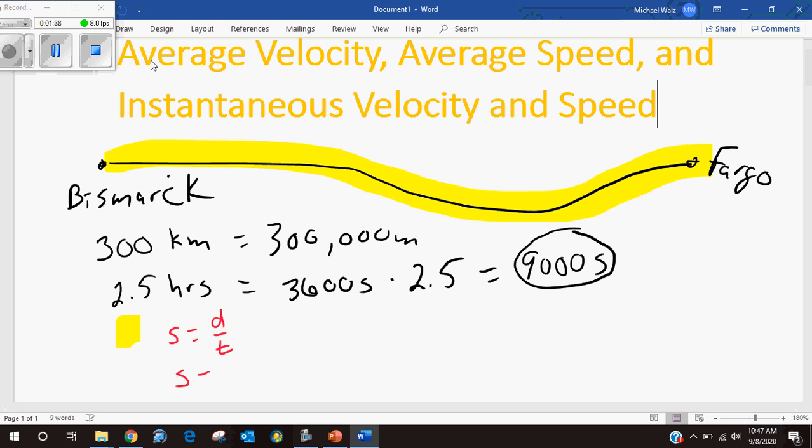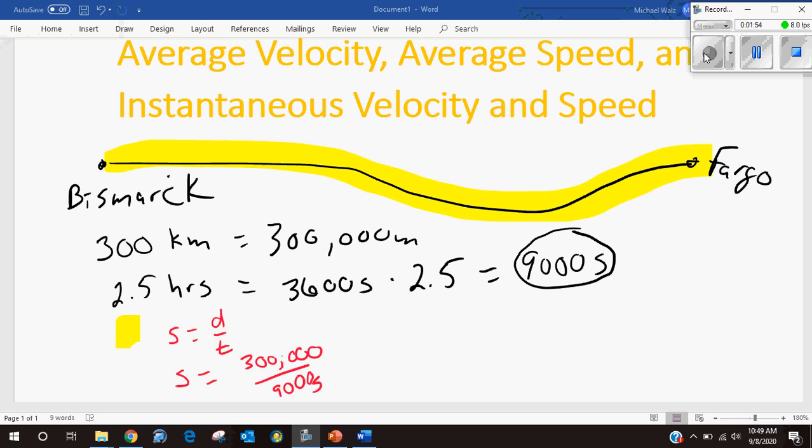Our speed then in this case is going to be 300,000 meters divided by 9,000 seconds. That's going to equal 33.33 meters per second. Now that's your distance divided by your time. So that includes, like I said, all the curves, and every inch that you travel is counted up in this.